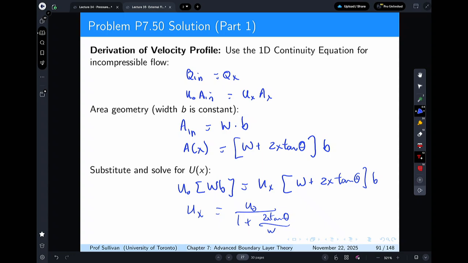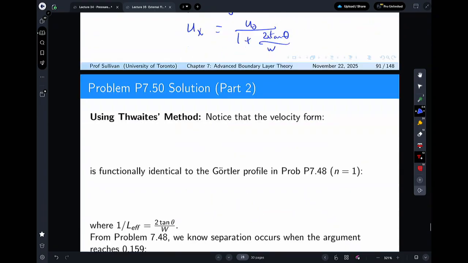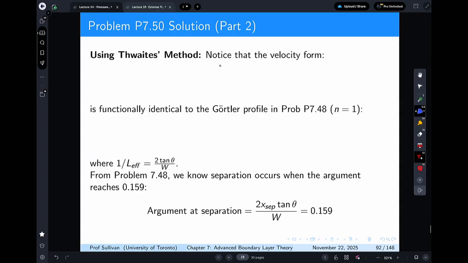Velocity is going to change. I can use conservation of mass and confirm all of that, and I know that that's a good way to describe the geometry. All of that makes sense. The next step is really to look at it with Thwaites method, which of course I have to use. ux is equal to u naught over 1 plus 2x tan theta over w.